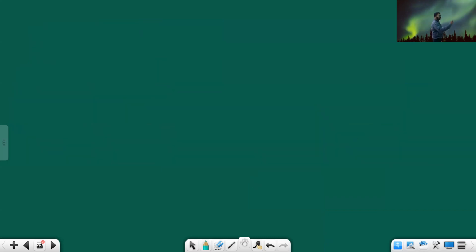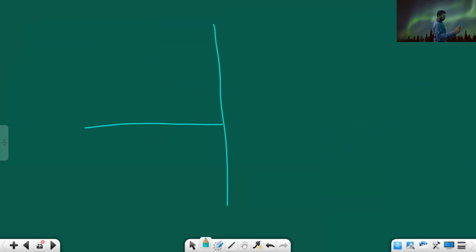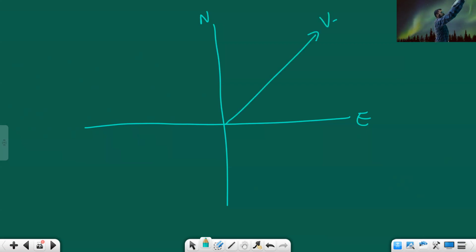Let me again take the diagram here. First of all, I made two lines like that: this is north and this is east, and I got VC bar in this direction. Here the value is 10 meters per second. Here also VW, the wind velocity, is 10 meters per second. VR value is 10 meters per second. The value is the same.